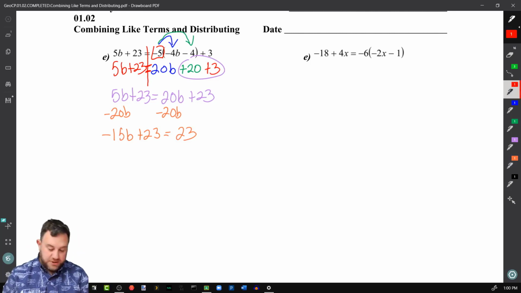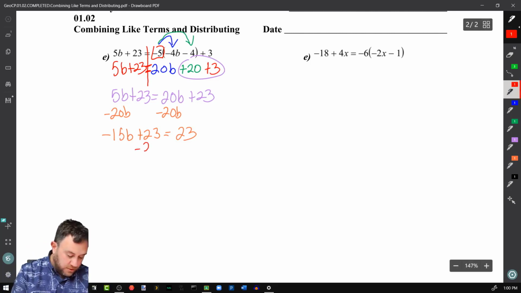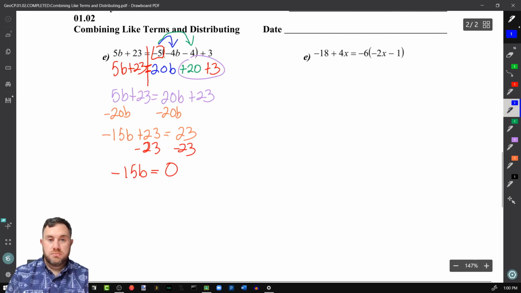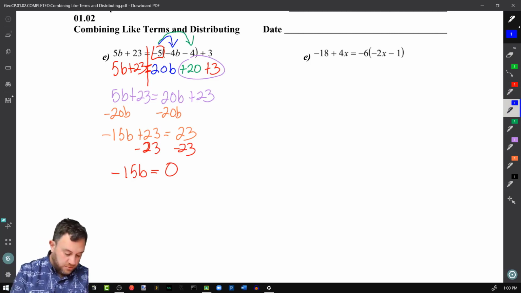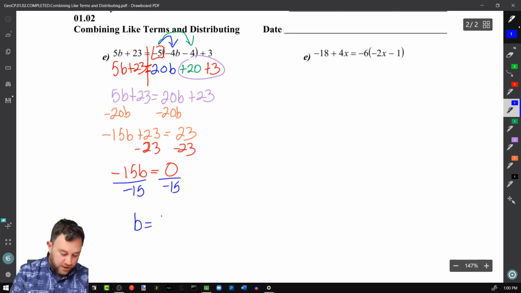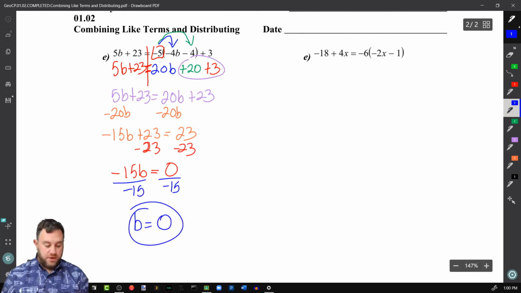Now I'll go back up and start my colors over again. To get rid of the plus 23, we'll subtract 23. Give us -15b equals 0. That's okay. It's fine to have 0. We'll divide both sides by -15. 0 divided by anything is still 0. So there you go.